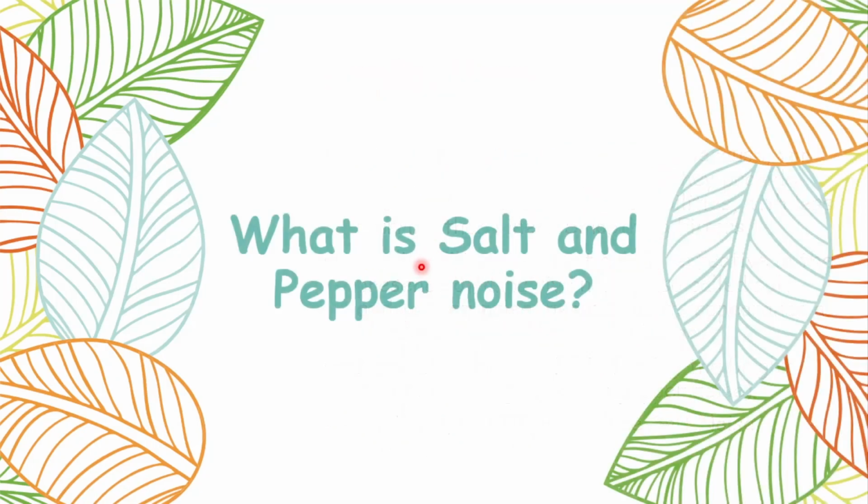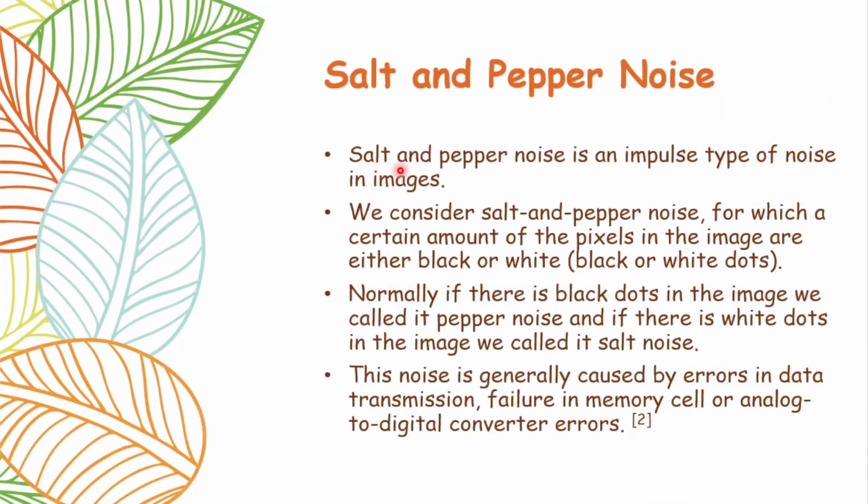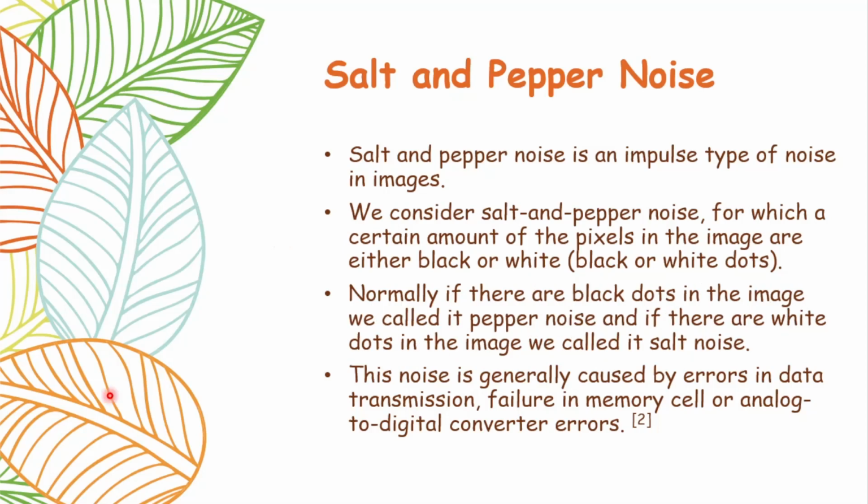Now let's get into the second main topic of this video. What is salt and pepper noise? Salt and pepper noise is an impulsive type of noise in images. We consider salt and pepper noise for which a certain amount of pixels in the image are either black or white. That means black or white dots. Normally, if there are black dots in the image, we call it pepper noise. And if there are white dots in the image, we call it salt noise. This noise is generally caused by errors in data transmission, failure in memory cells, or analog to digital converter errors.